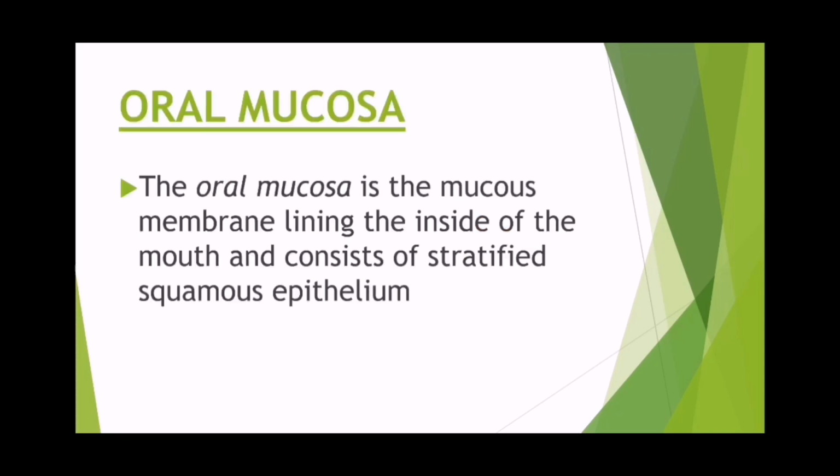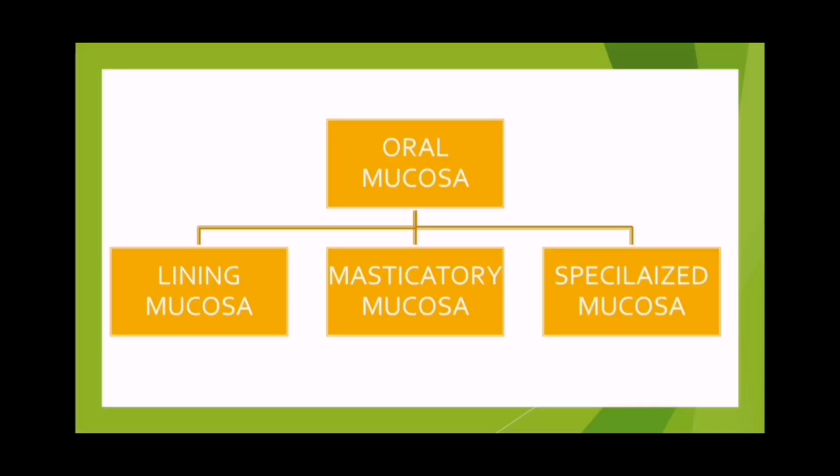Oral mucosa. The oral mucosa is a mucous membrane lining the inside of the mouth and consists of a stratified squamous epithelium. We have three types of oral mucosa: lining mucosa, masticatory mucosa, and specialized mucosa.